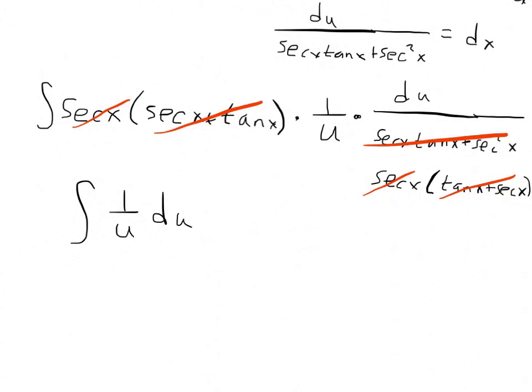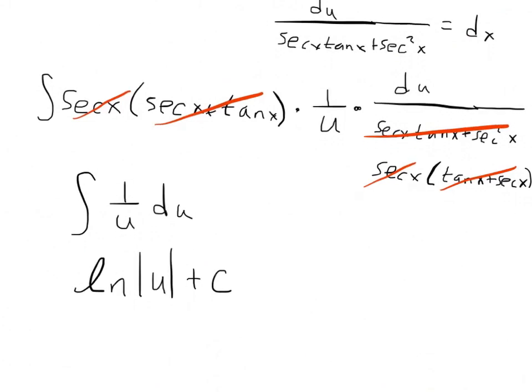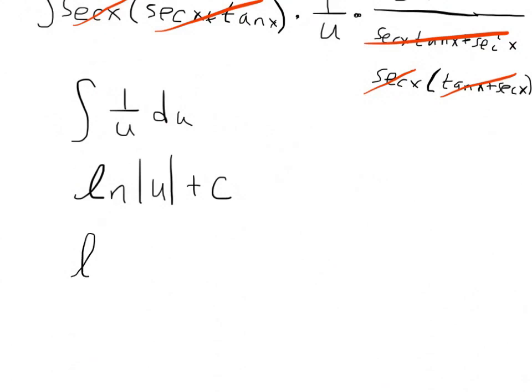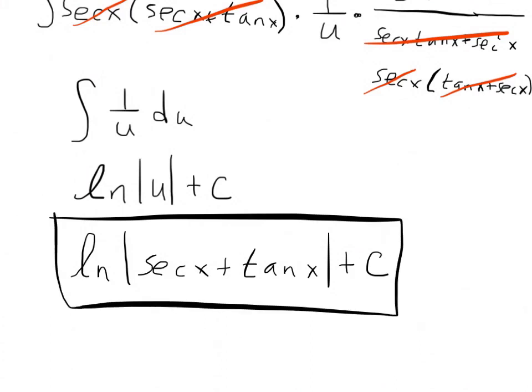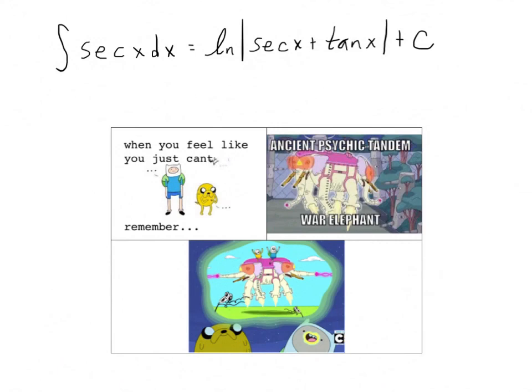Like, talk about magic, right? This is the natural log of the absolute value of u plus c. And remember, the u that I chose a while ago was secant x plus tangent x. And so that shows us that this thing is indeed the integral of secant x. So as long as you can memorize that, you're fine. And if you have trouble remembering that, I wrote it on the next page. The integral of secant x dx is the natural log of secant x plus tangent x plus c.